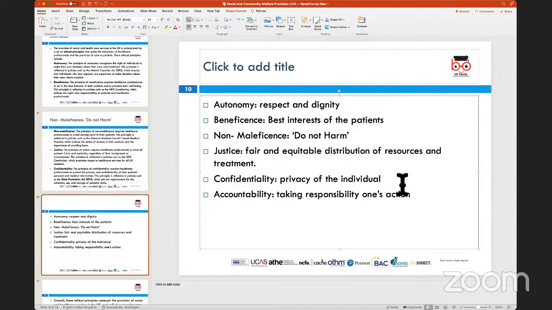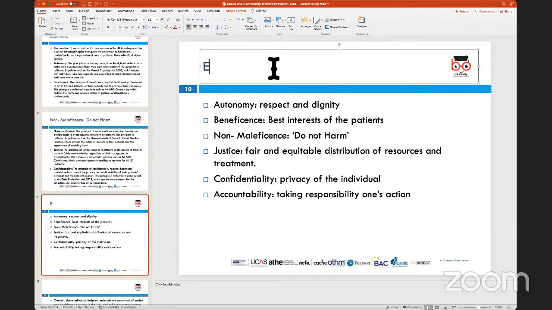So these are ethical principles or standards that underpin the NHS principles and values, which are required to be able to give or deliver what is called the social and healthcare services within this assessment criteria.